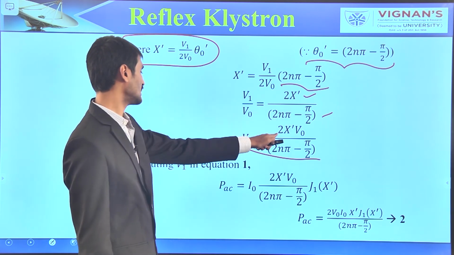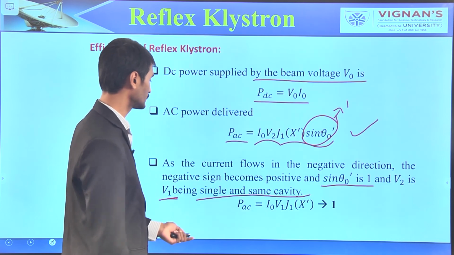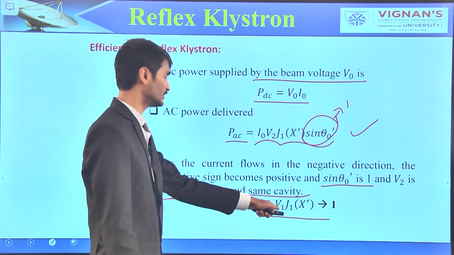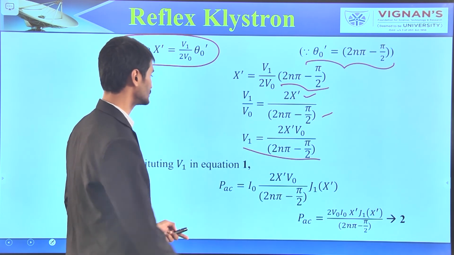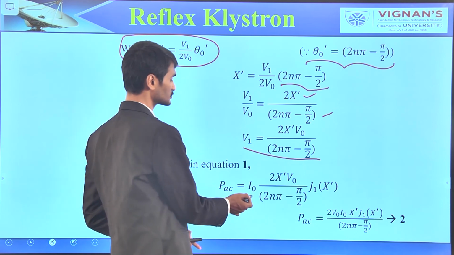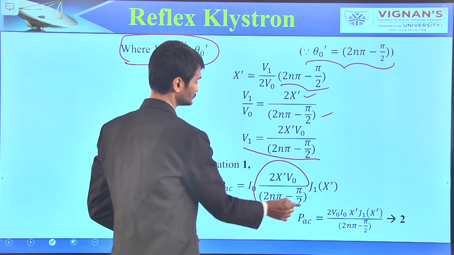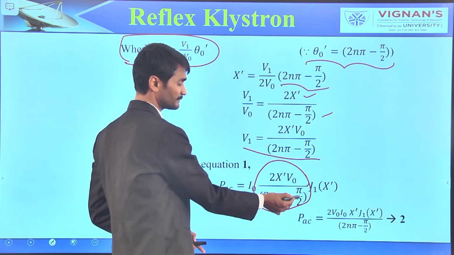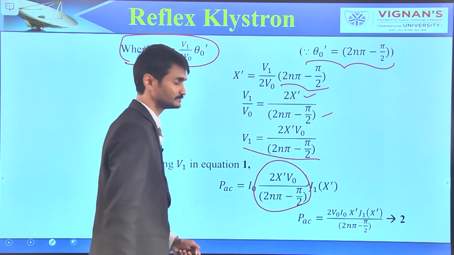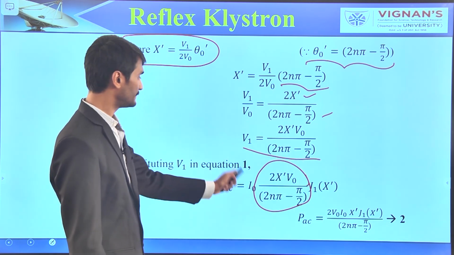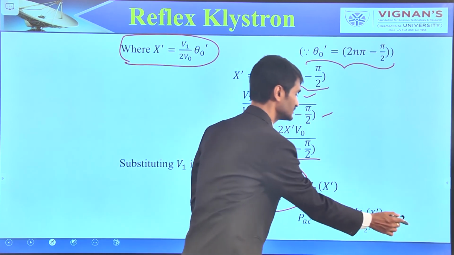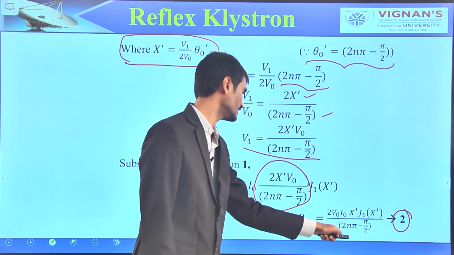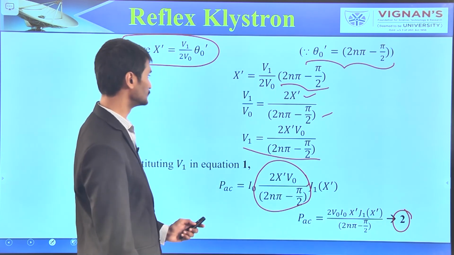Now substitute this value in equation 1. Equation 1 is I naught V1 J1 of x prime. Substituting the V1 value we just calculated, PAC equals I naught into 2 x prime V naught by 2n pi minus pi by 2 into J1 of x prime. This is PAC, considered as equation 2: 2 V naught I naught x prime J1 x prime by 2n pi minus pi by 2.